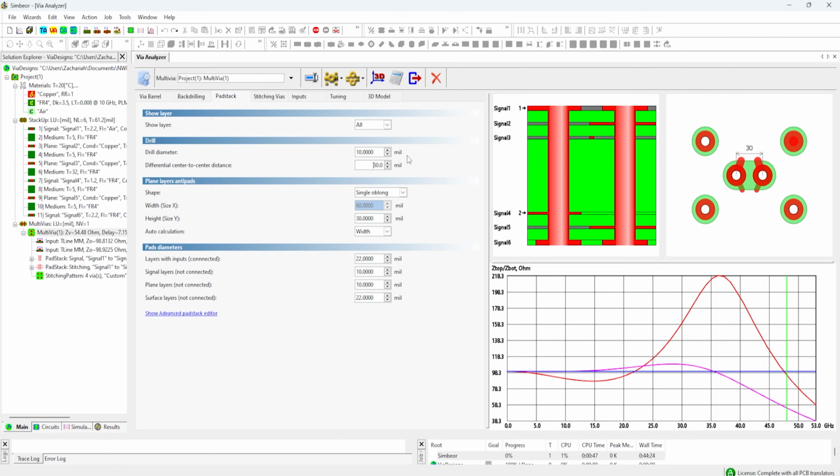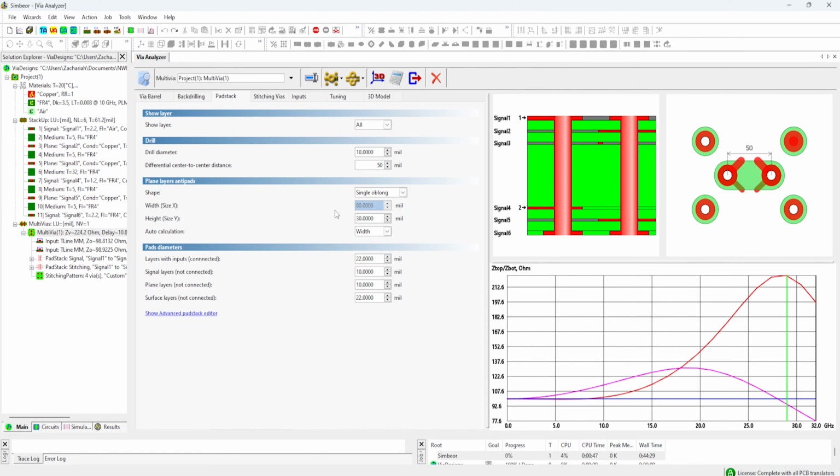Now, what if we changed this to, for example, 50 mils instead of 30 mils? Well, when I change this to 50 mils, you can see that the entire impedance spectrum changes. The localization frequency decreases, because we basically made a larger resonant cavity between these two vias in this via transition. You can also see that the impedance spectrum has increased in the frequency range up to the localization frequency.